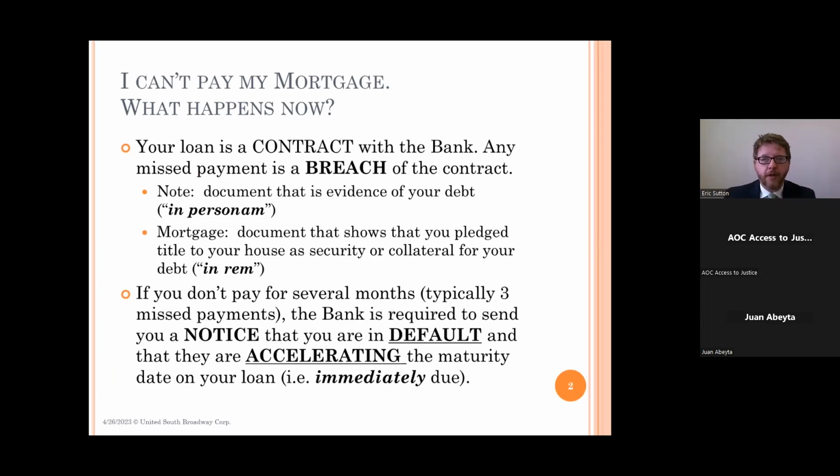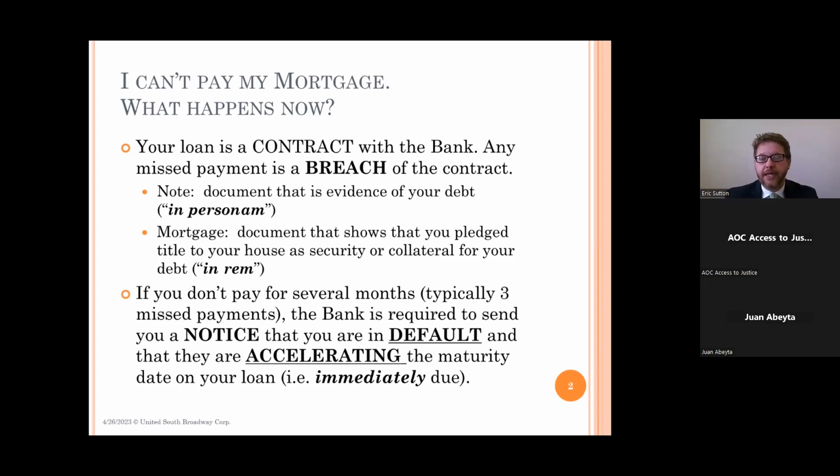The note's very simple. If any of you have ever purchased a home, you may have even missed it in the stack of papers that you signed that was this thick when you're doing the closing, but it's usually just a two, maybe three page document that says the bank is giving you X amount of money and you're going to pay it back with interest over a certain period of time. If you stop paying it, they can collect it.